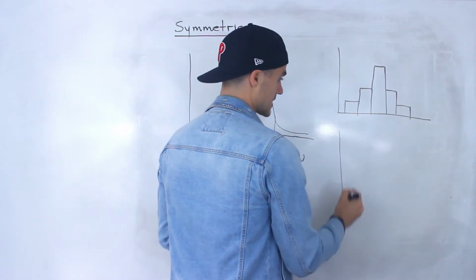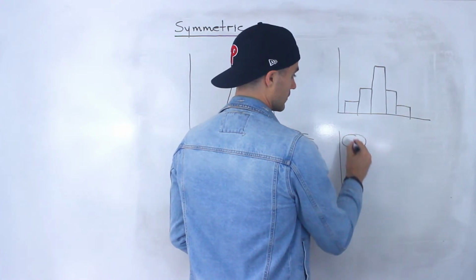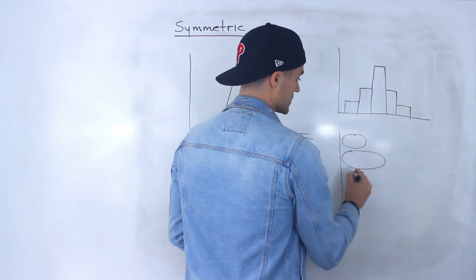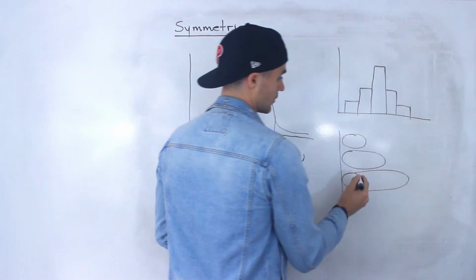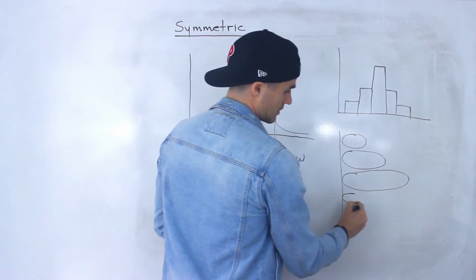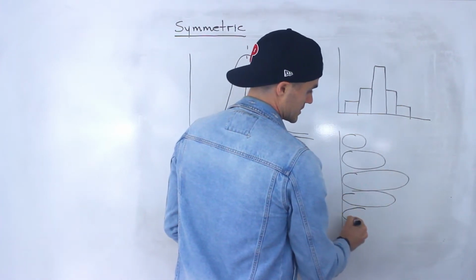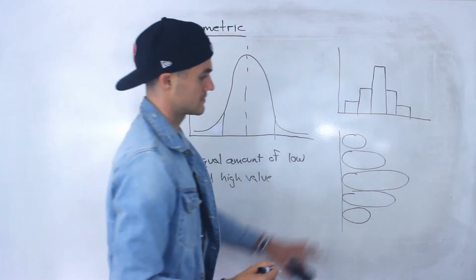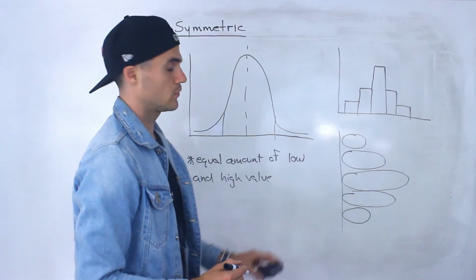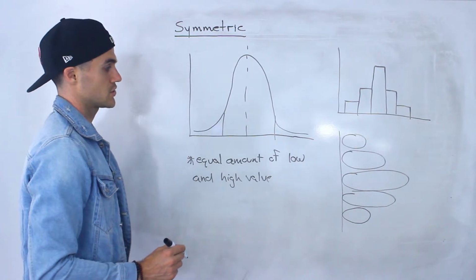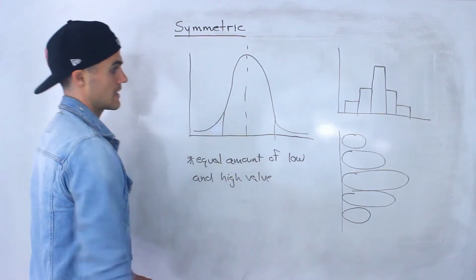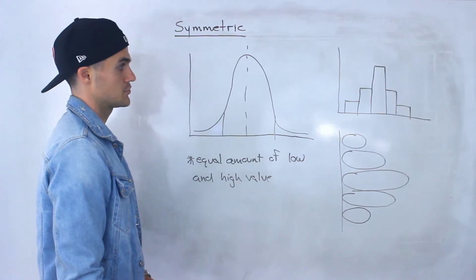And then the stem plot, that frequency is going to increase. It's going to be the highest in the middle, and then it's going to start to decrease again. So if we take this, if we flip it, we would get that kind of shape. So that is a symmetric distribution right there.